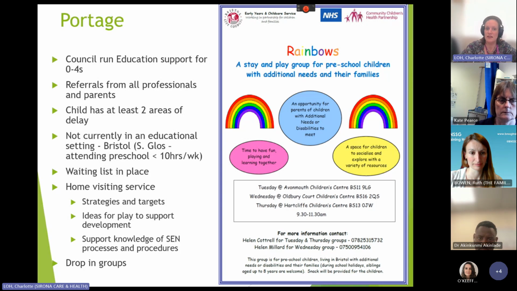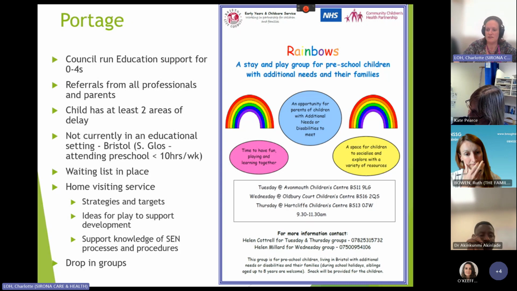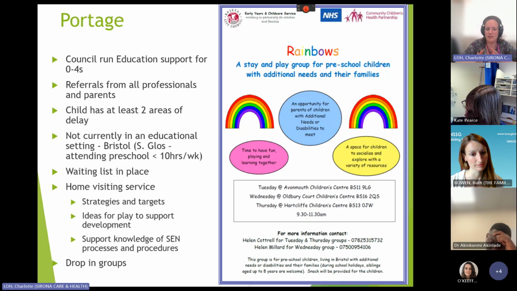So in South Gloucestershire, they can be referred if their preschool attendance is less than 10 hours a week. There's a waiting list in place, so they may not get in straight away. Portage essentially consists of a home visiting service where they're doing specific targets for that child, giving them ideas for play to support development, and supporting the parents about special educational need processes and procedures.